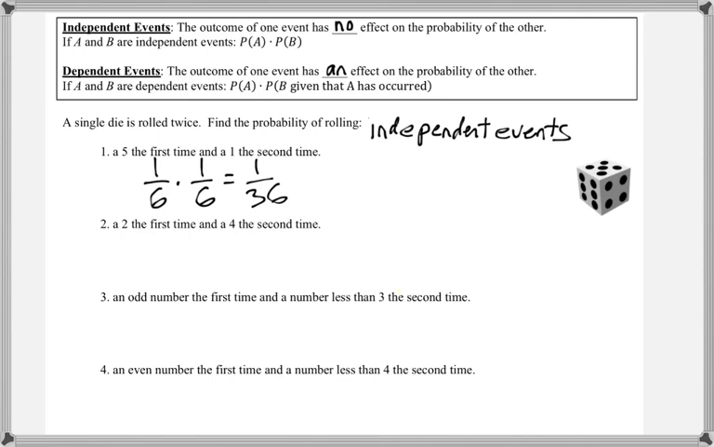Number 2 says a 2 the first time and a 4 the second time. So the probability of rolling a 2 is 1 over 6. And the probability of rolling a 4 is 1 over 6. And if we multiply these, we get 1 over 36.